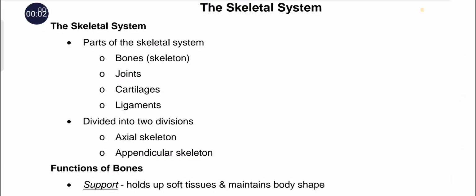Hello students, today we are going to start with the skeletal system. The skeletal system consists of different parts which include bones, joints, cartilages and ligaments. The skeletal system is mainly divided into two divisions. First is the axial skeleton and second is the appendicular skeleton.